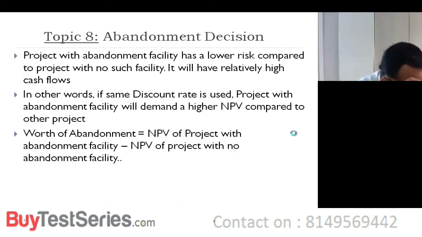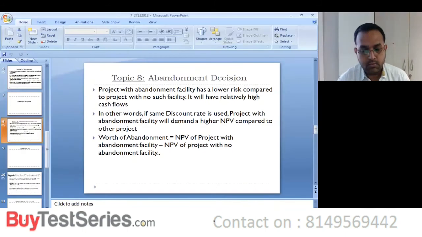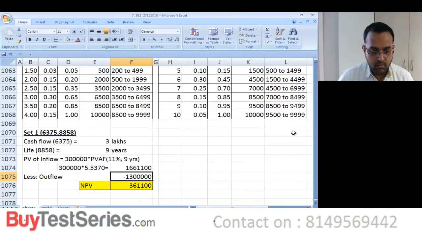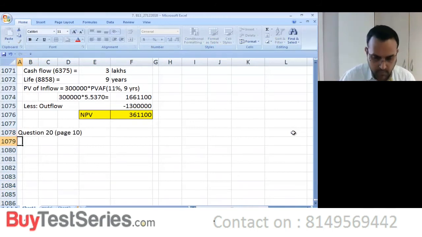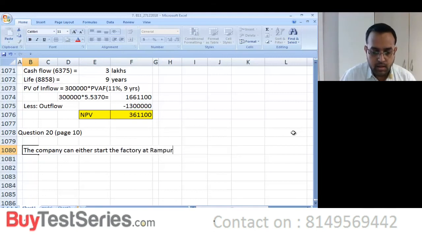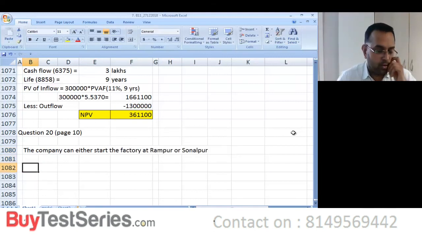Next, required net present value of the project at Rampur, NPV of the project at Sonalpur, considering the abandonment facility. Compute the financial effect of the facility for abandoning the project at Sonalpur, stating whether it is positive or negative. Let's work on this. We'll say the company can either start the factory at Rampur or Sonalpur.